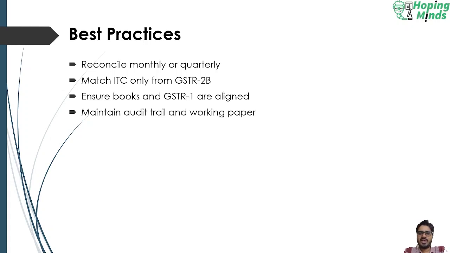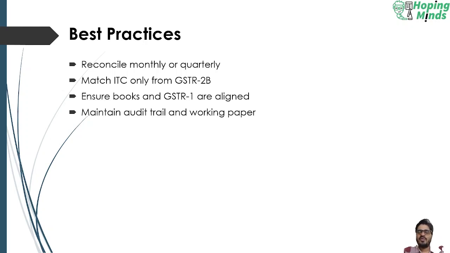Any excess inputs appearing in our books of accounts must be reconciled, and if there are certain invoices in addition to those appearing in GSTR 2B, it must be confirmed whether they pertain to us or some other supplier has inadvertently reported them in their GSTR 1 return. Then ensure books and GSTR 1 are aligned. The turnover of the taxpayer at any point of time must match with the books as reported in GSTR 1 return. Then maintain audit trail and working paper.